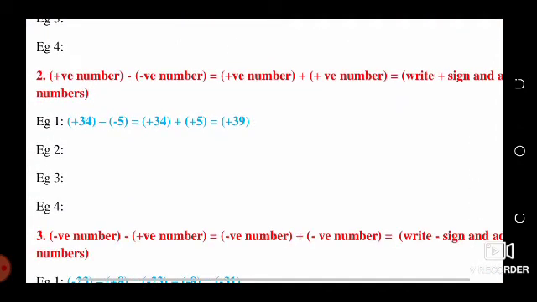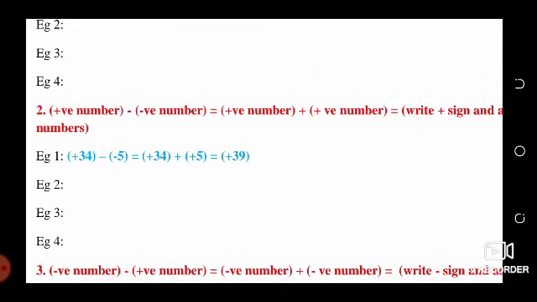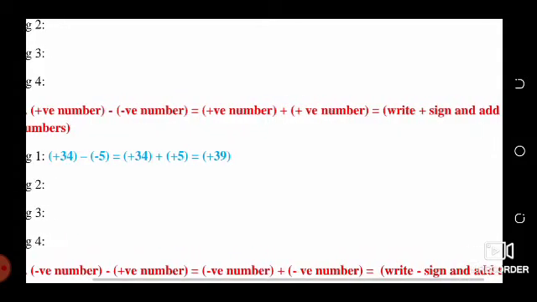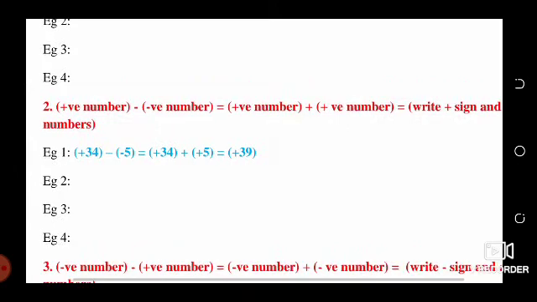The second rule is a positive number subtracted from a negative number. For that, again the first number, let it remain as it is, as a positive number. Now the second number's sign should be changed. So negative should be changed to a positive number and in between the symbol should be plus. Now it is the addition rule, a positive number added with a positive number. So write the plus sign and add the numbers.